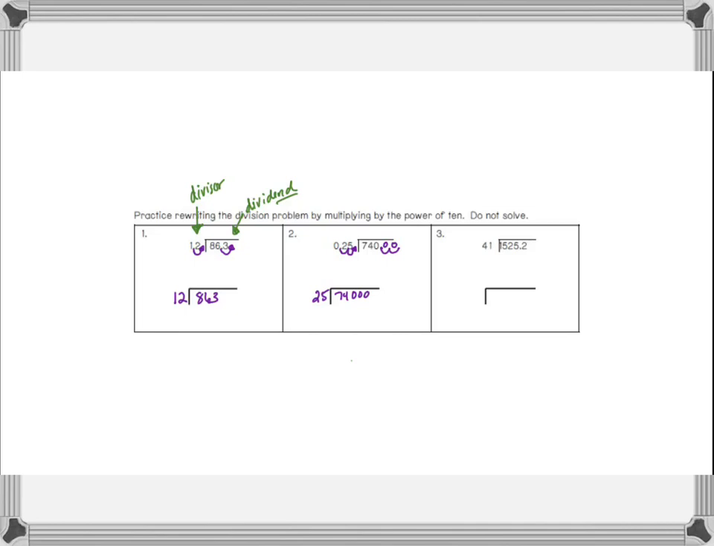Look at number 3. Look at our divisor. There's no decimal in our divisor. So that means I don't have to swoop anything. I already have a whole number and I can divide by that whole number. So my problem is going to simply stay the same.